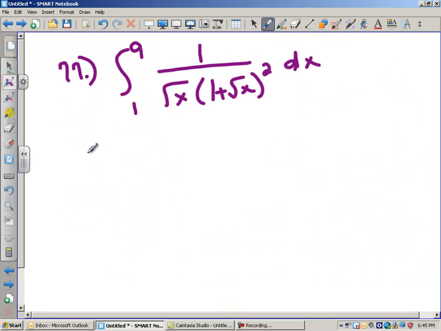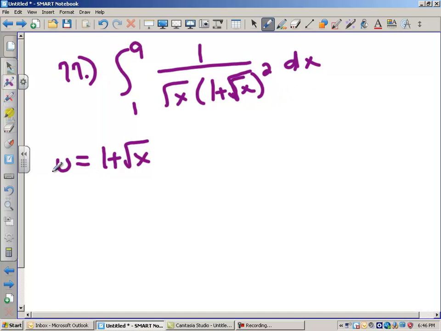Alright, I want to work one of your homework problems that's probably one of the most scary looking problems on your homework. Again, this is called U substitution hard stuff for a reason. Alright, I am going to let u equal 1 plus the square root of x, because that's down here, and that has a power on it.